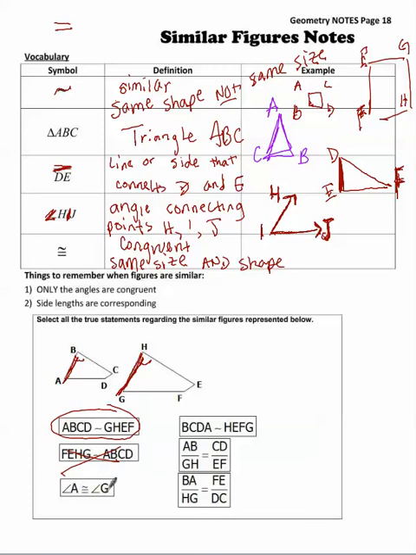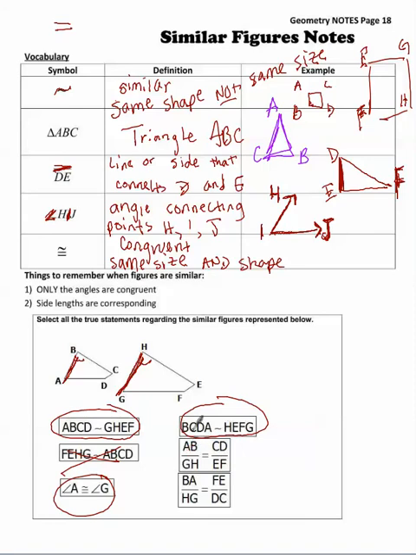Angle A is congruent to angle G. See how angle A corresponds to the same location of where angle G is? So that means that this statement is true. B, C, D, A. So it starts in the top left corner and it works its way clockwise. Is similar to H, E, F, G. Does the same pattern. So those two are similar figures.